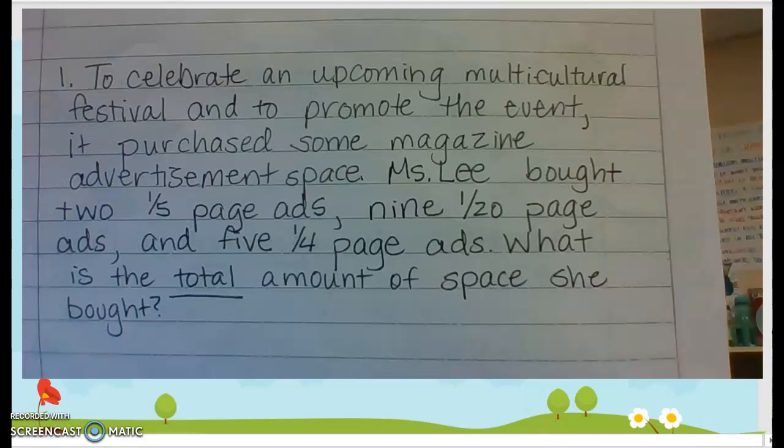Okay, so this first part is basically just telling us what happened. They bought some advertisement space in a magazine. And then Miss Lee bought what? She bought two 1/5 page ads, nine 1/20th page ads, and five 1/4 page ads.